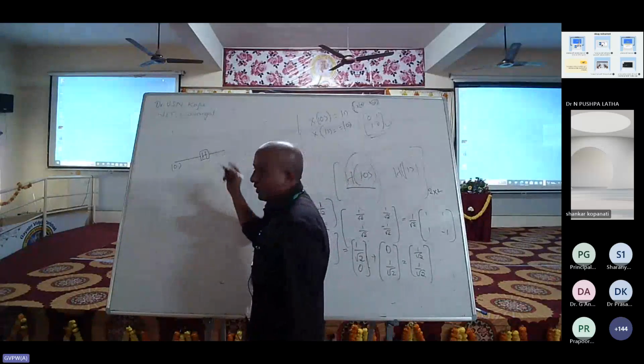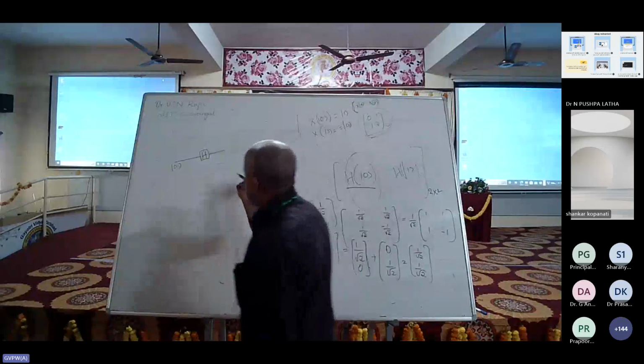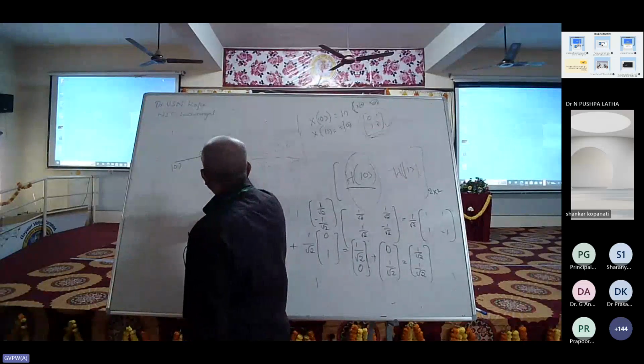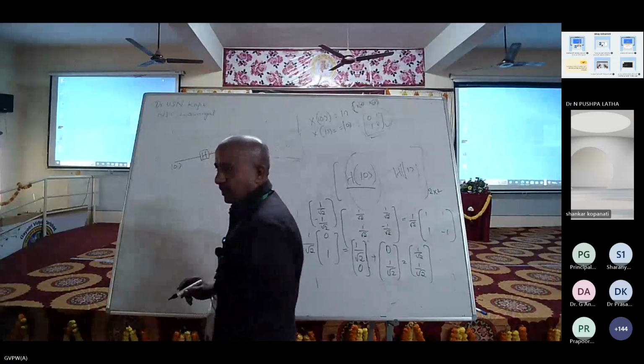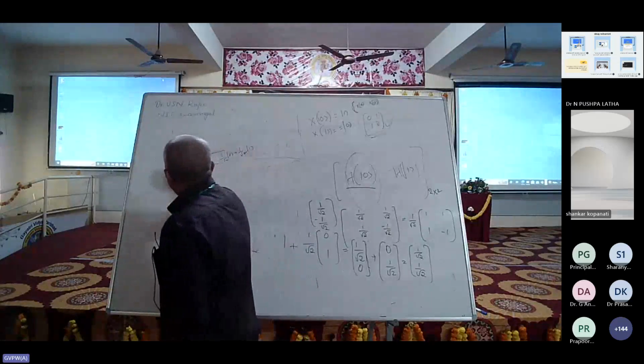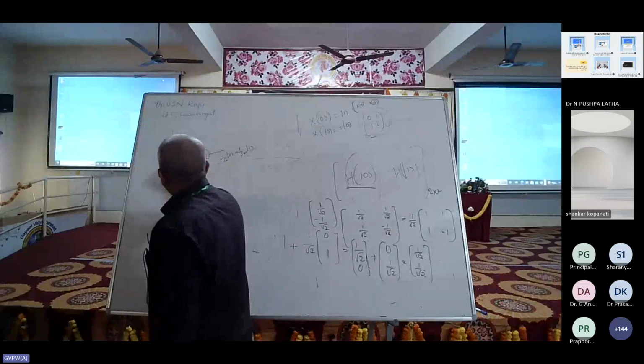What is the result that I need to write here? I have written, no, these things you need to remember: 1 by root 2 ket 0 plus 1 by root 2 ket 1. Similarly, when by chance it is 1, then this becomes minus. But in the formula, he has given it for general.